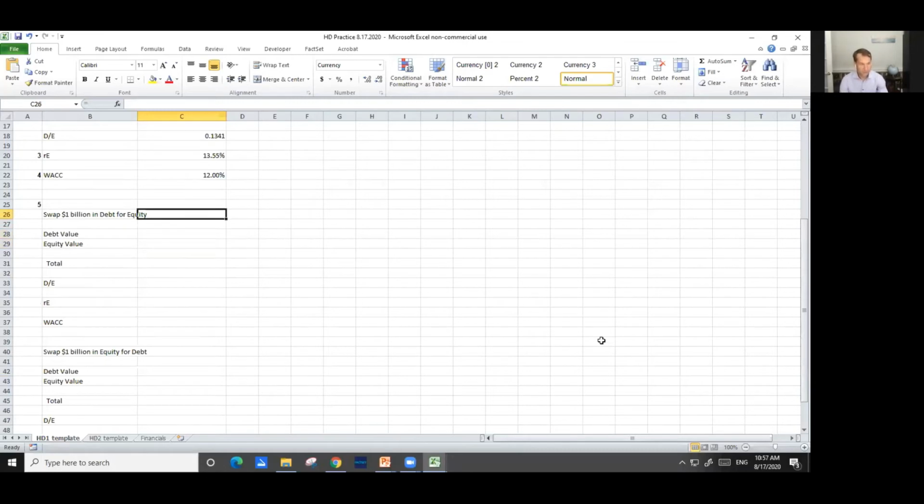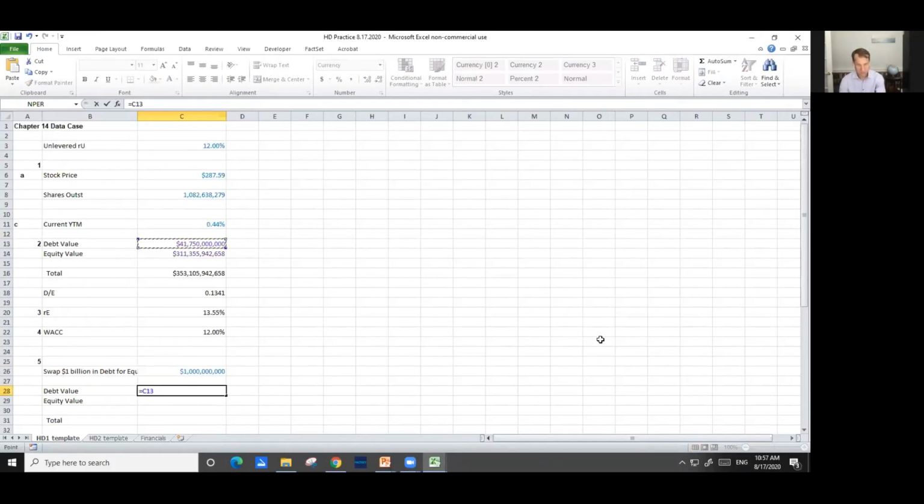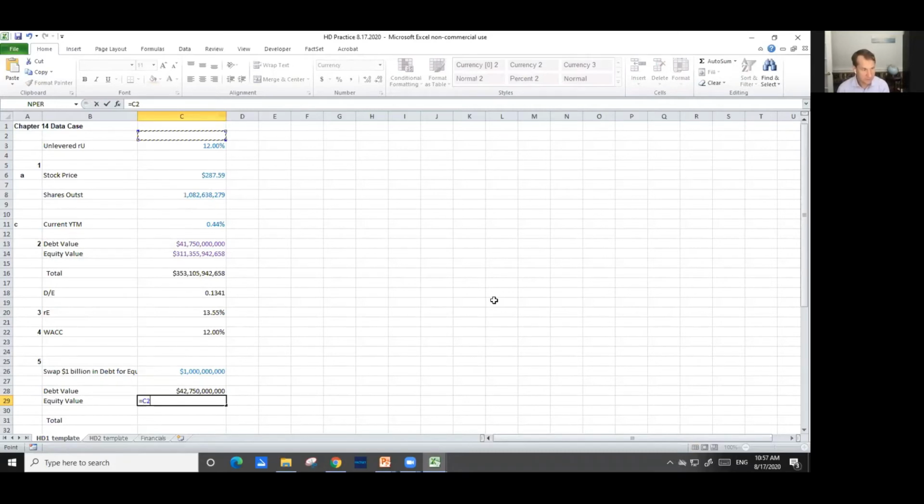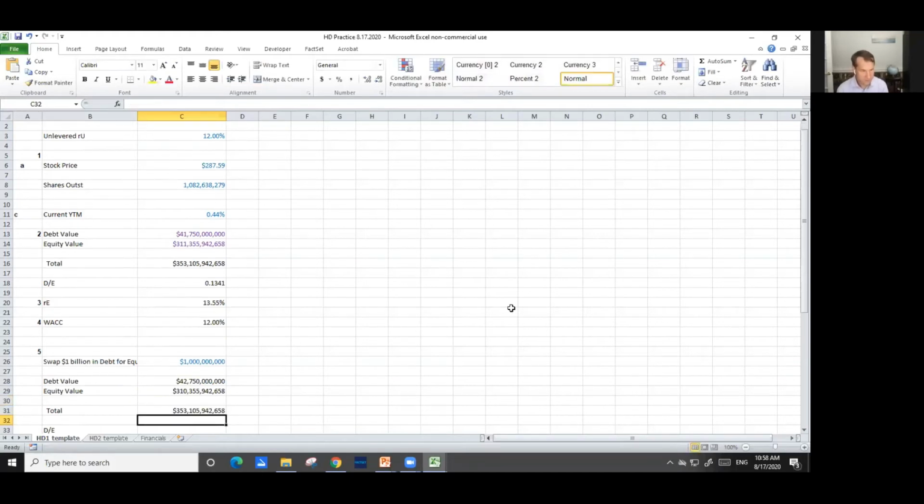So for that value, let me put in $1 billion here so that I don't have to type it into my formula. So I will say in the first scenario, our debt increases. So we'll start with 41,750,000,000 plus 1 billion. So that's the new debt value. And then when we repurchase equity, we'll assume the same share price, and we'll have a more complex scenario for that later in this class. But for now, let's just subtract $1 billion from the equity, assuming that we've repurchased equity for the same amount. And then the total is the same as in the base case.